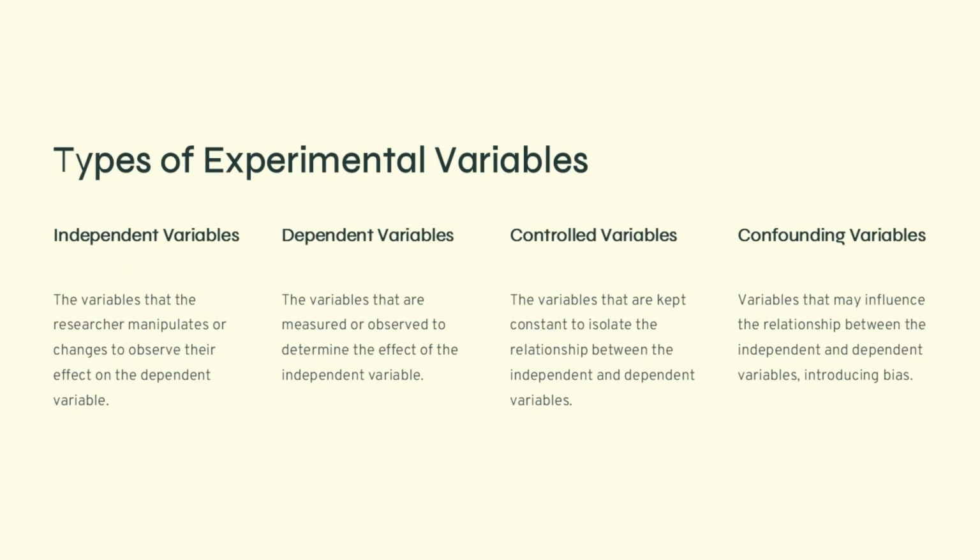Experimental variables are the key components that researchers manipulate and measure in a study. There are four main types of experimental variables. Independent variables, the factors that the researcher changes or controls to observe their effect. Dependent variables, the outcomes or responses that are measured to determine the impact of the independent variables. Controlled variables, factors that are kept constant to isolate the relationship between the independent and dependent variables. Confounding variables, external factors that may influence the relationship between the independent and dependent variables, introducing bias.